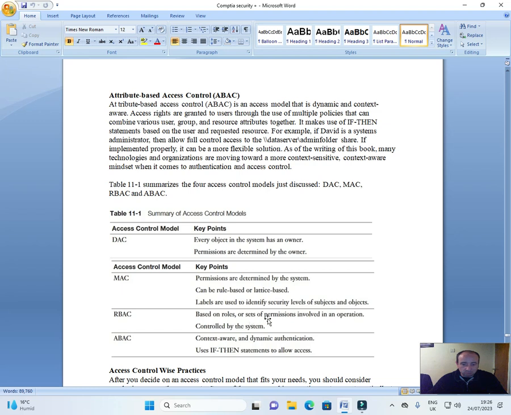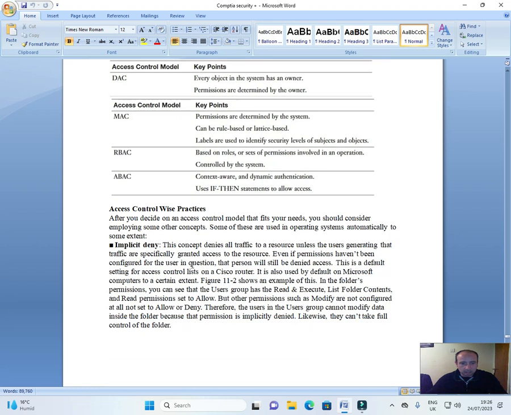RBAC, based on rules or set of permissions involved in an operation controlled by the system. ABAC, context-aware and dynamic authentication, uses if-then statements to allow access.